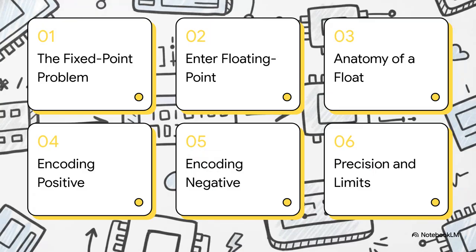Okay, let's dive into our roadmap for today. We'll start with the fixed point problem, then look at how floating point representation comes to the rescue. From there, we'll break down the anatomy of a float, walk through encoding both a positive and a negative number, and finally, zoom out to look at precision and the big picture.